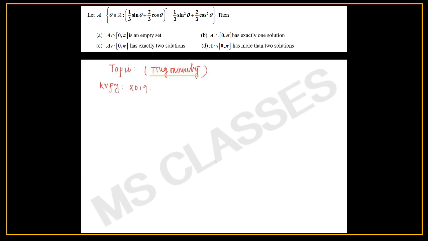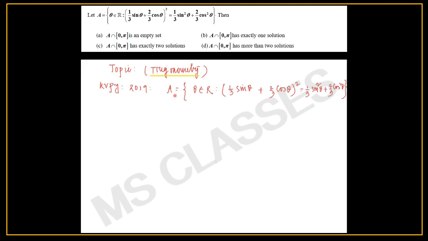Here is given a set A, which says theta belongs to R. Theta is a real number such that (1/3 sine theta plus 2/3 cos theta) whole square equals 1/3 sine square theta plus 2/3 cos theta. And we have to find what is the intersection of A with the closed interval 0, pi.